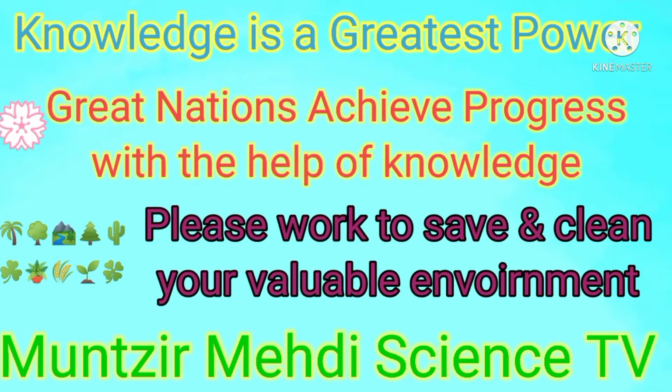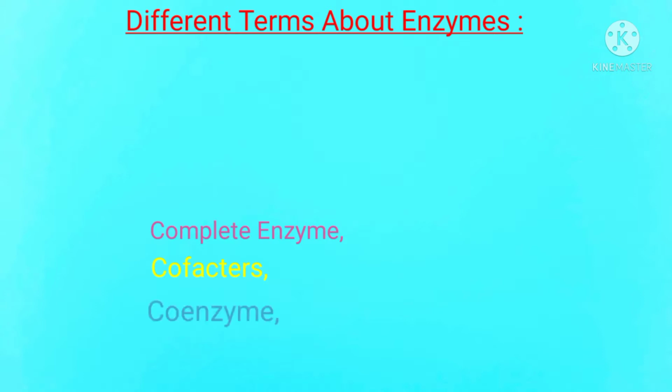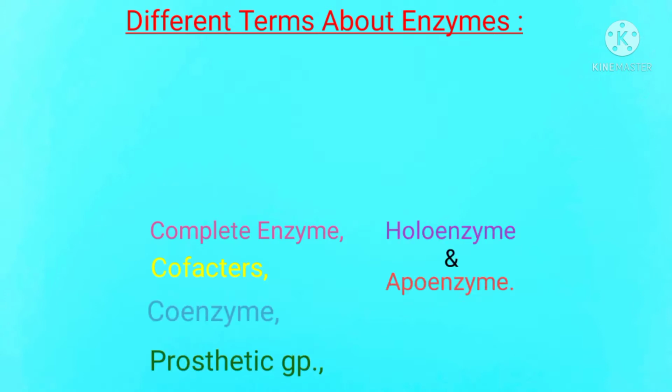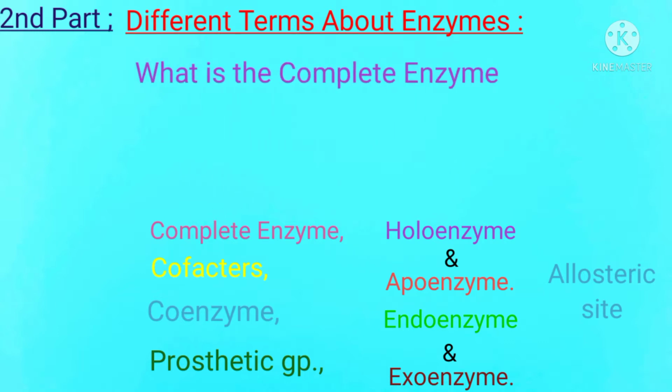Let's come back to our topic, which will include many terms about enzymes like complete enzymes, cofactors, coenzymes, prosthetic groups, similarly holoenzyme and apoenzyme, endoenzyme and exoenzyme. We will also study about the allosteric site of an enzyme. As this video is the second part of the enzymes video lecture, let's start with what is the complete enzyme.